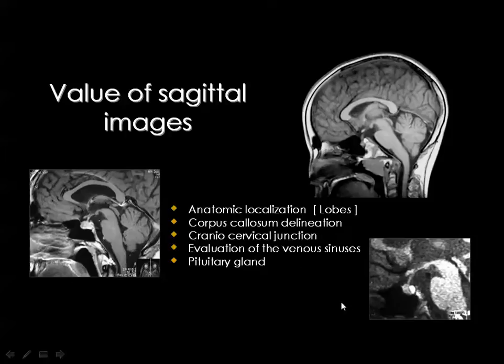Then evaluation of the venous sinuses for the possibility of venous sinus thrombosis. The sagittal images are important, particularly for the superior and the inferior and the straight sinuses. Then evaluation of the pituitary gland. The pituitary gland is particularly evaluated in the coronal images, but in the sagittal images, before injecting contrast media, you can easily differentiate the posterior pituitary from the anterior pituitary. The posterior pituitary will be brighter than the anterior pituitary because of more triglyceride content of the posterior pituitary.